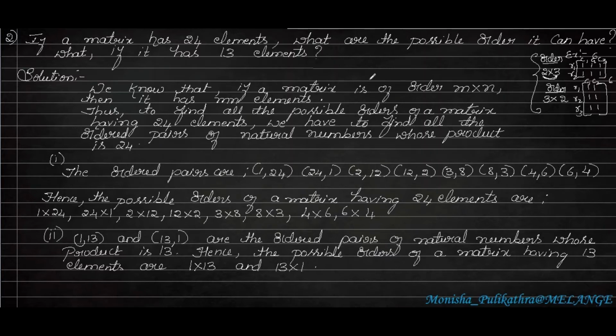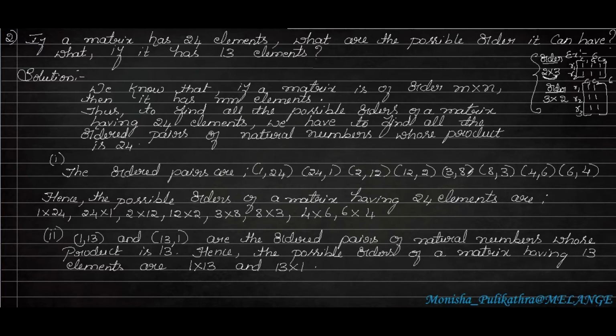So in a simple way, just by multiplying two numbers, we get the number of elements in a matrix. Now we have to find all the products which give a total of 24. Here the ordered pairs are 1 into 24, so 1 into 24 is 24, or 24 into 1. Next is 2 into 12 or 12 into 2, 3 into 8, 8 into 3, 4 into 6, 6 into 4. These are the possible products by which we get 24.